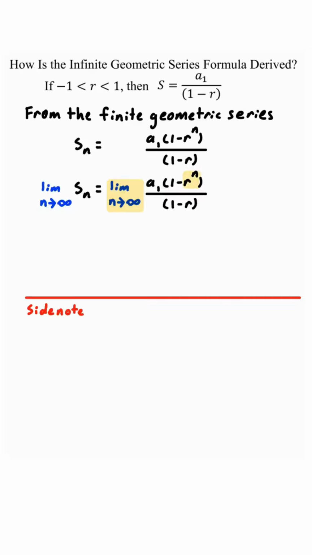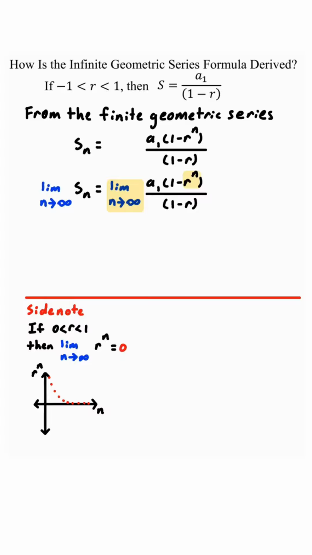So let's take a little side note. If r is between 0 and 1, then what is the limit as n approaches infinity of r to the power n? Here's a graph with the horizontal axis to be n and the vertical axis to be r to the power n. If we graph it, we'll notice the value is going to be positive. And then as n gets larger and larger, we notice that r to the power n is getting smaller and smaller until it eventually approaches 0.